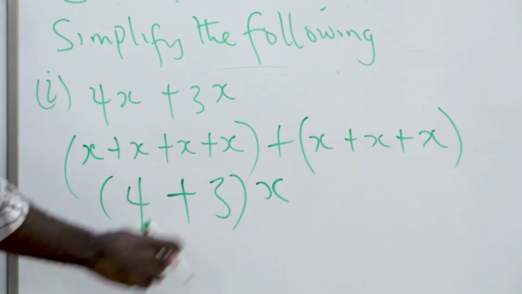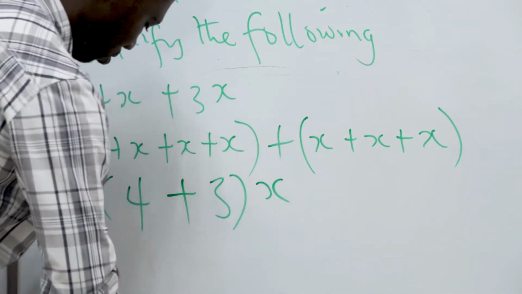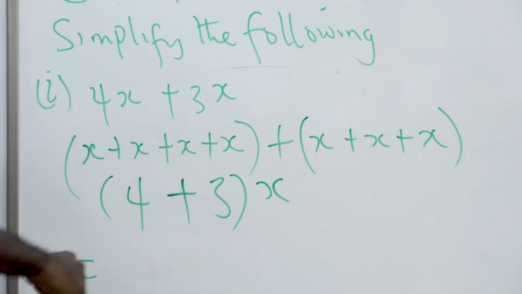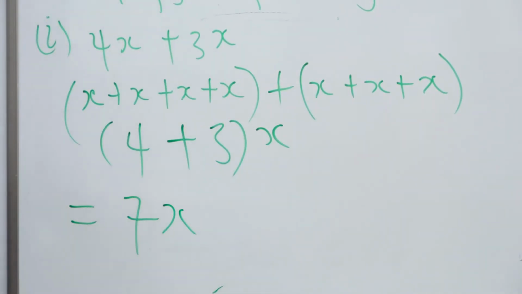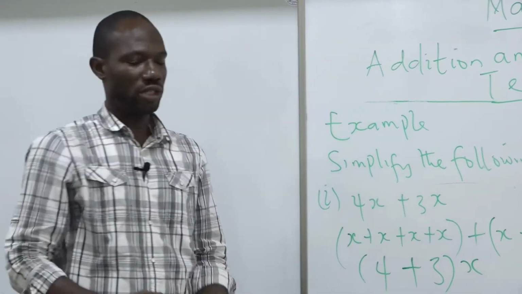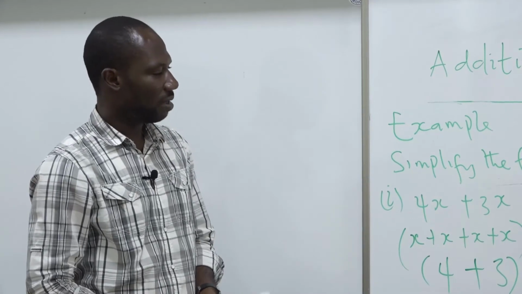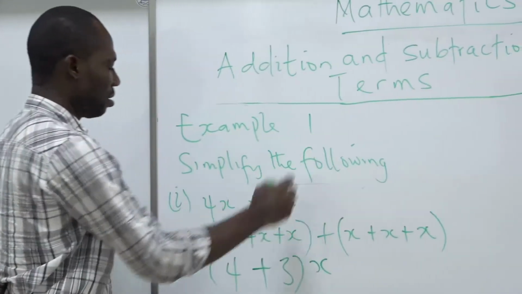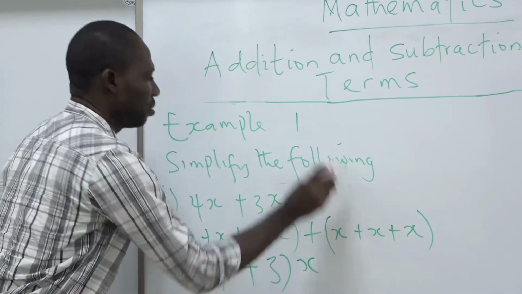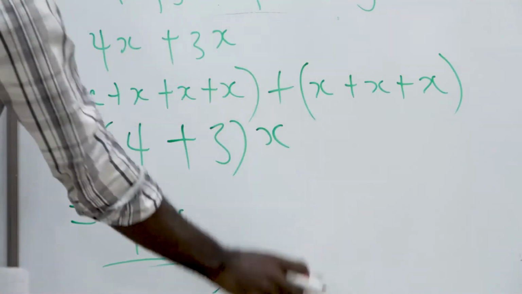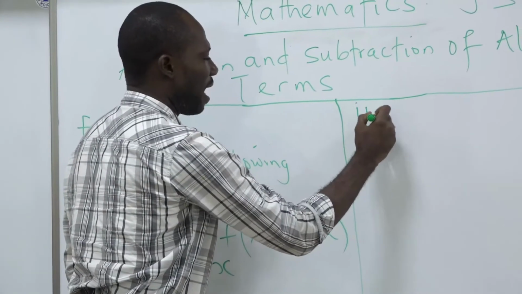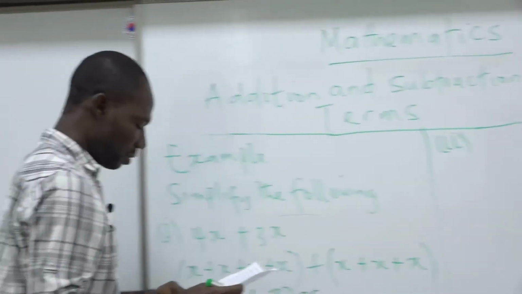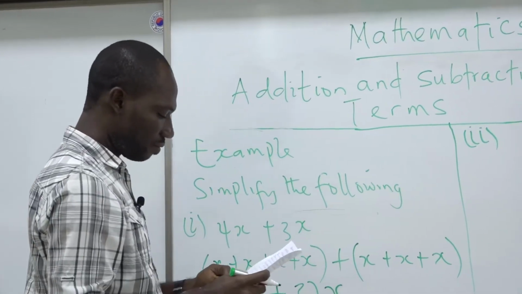And in doing this addition, 4 plus 3 will give us 7. And then we have x outside here to give us 7x. And that's the answer to that question. To the first one, we have example 1. Okay, we already have I here. So let's go for II, the second question, and see what we have.